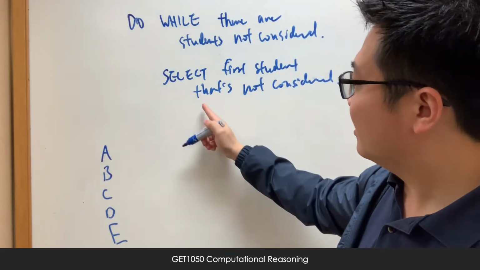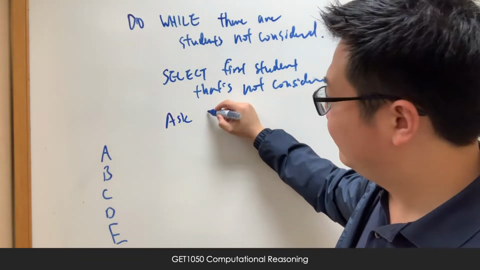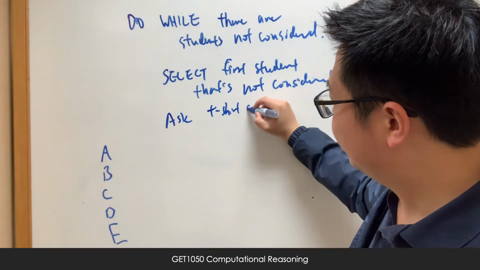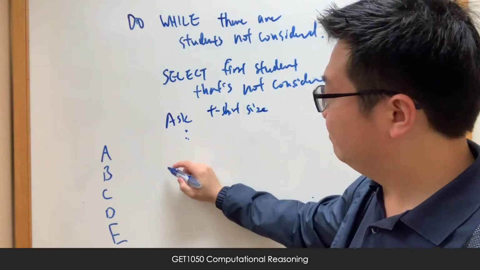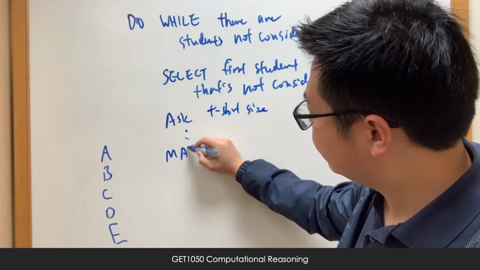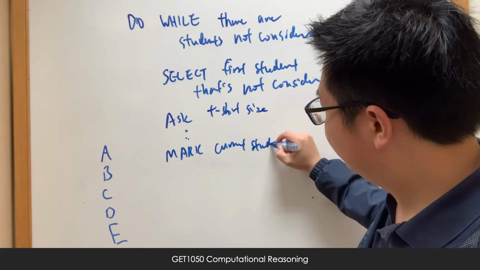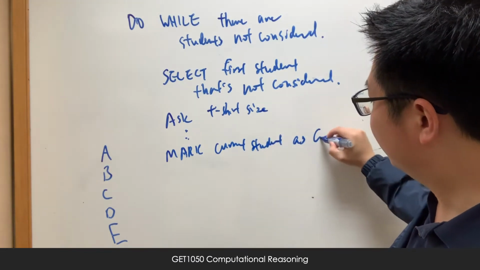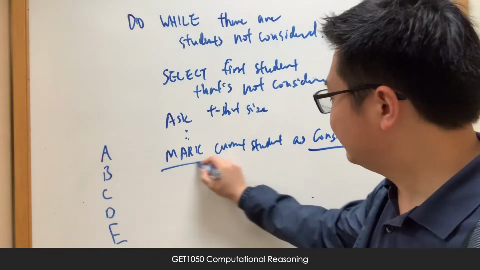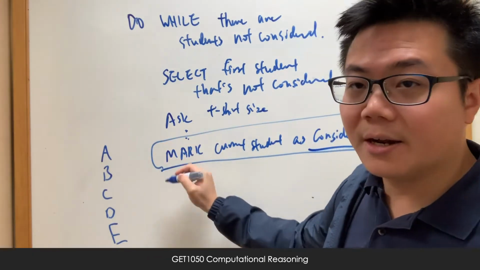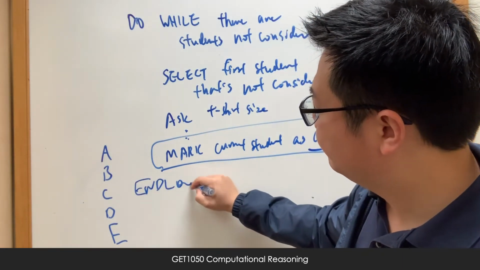So, select the first student and then ask the t-shirt size. Then blah blah blah. Last but not least, mark current student as considered. This is the important line over here: mark current student as considered, and then end loop.